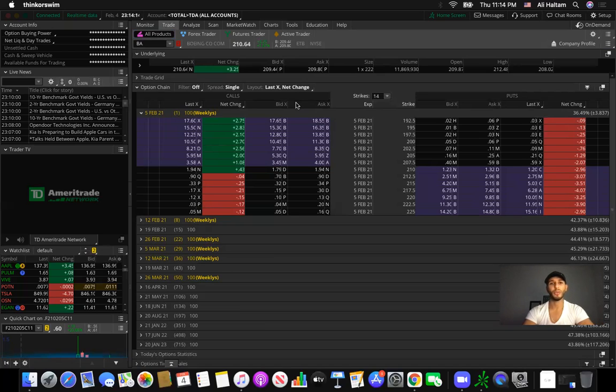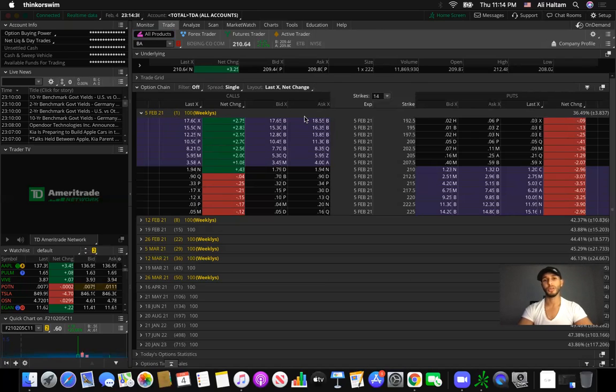If there's not enough volume on that contract, you might have to sell at the bid rather than the ask. If the contract has a ton of volume, you might be able to sell at the ask and get filled, which is a much higher profit than the bid. The lighter the volume on the contract, the lighter the open interest, the more of a spread you're going to have between the bid and the ask.